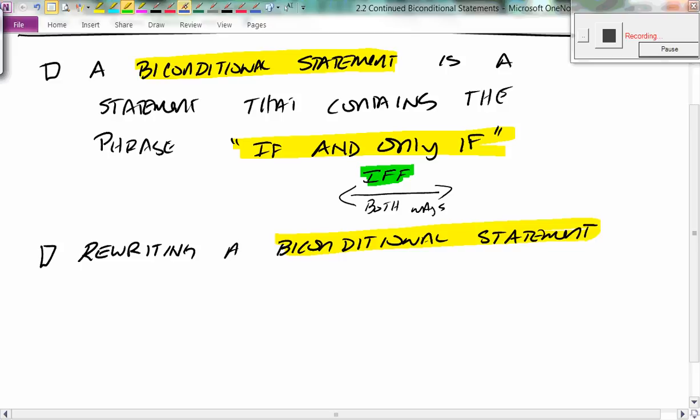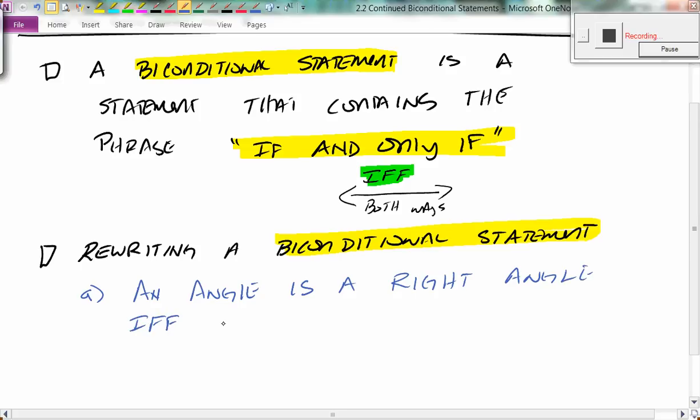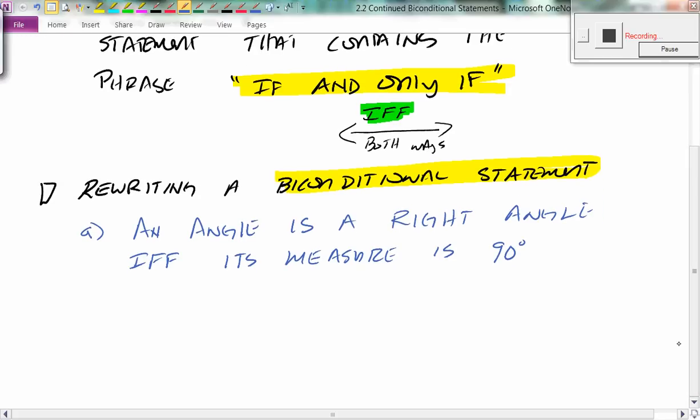So let me give you this statement right here, okay? It says this: an angle is a right angle, okay, here it comes, IFF, if and only if its measure is what, everybody? An angle is a right angle if and only if its measure is what? Who can tell me? 90 degrees. Very good. Okay, very, very simple. 90 degrees, okay? And that is a biconditional statement because it contains the phrase if and only if. Do you agree with that part so far? Yes. No big deal, right?